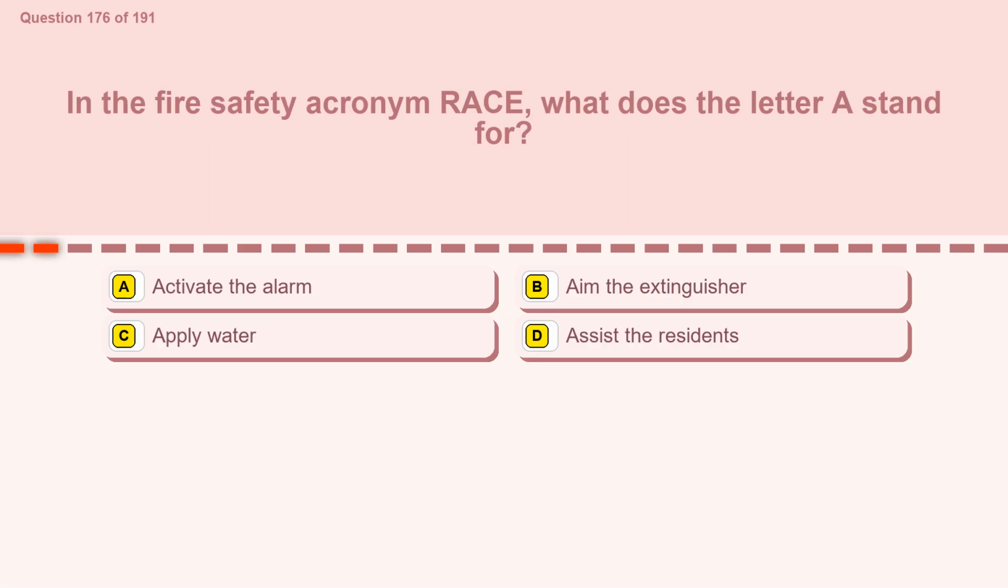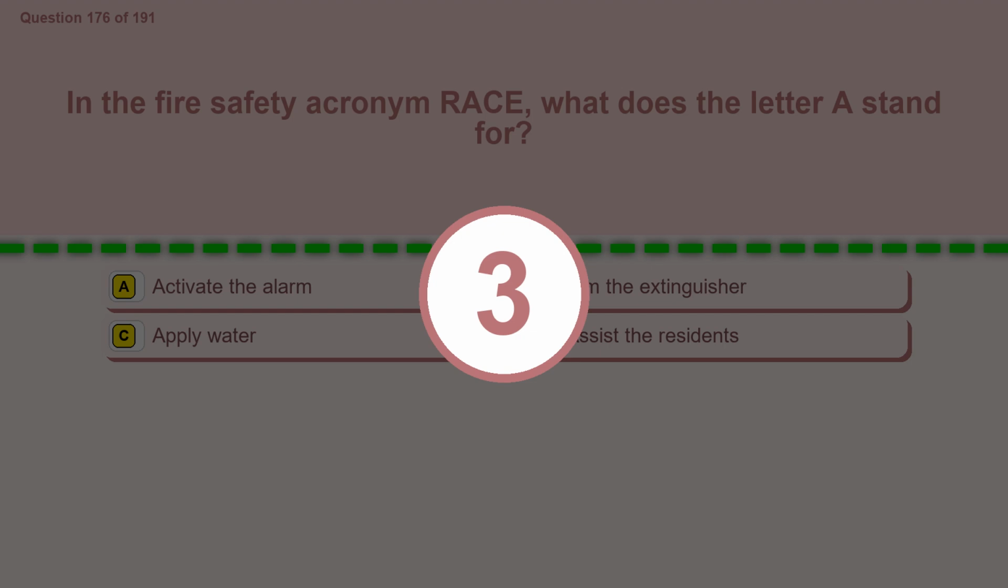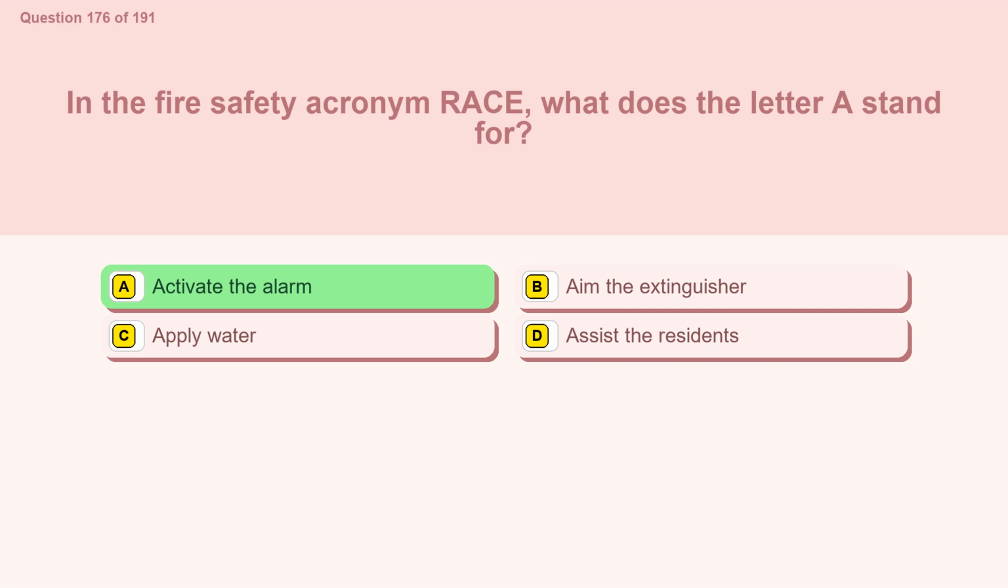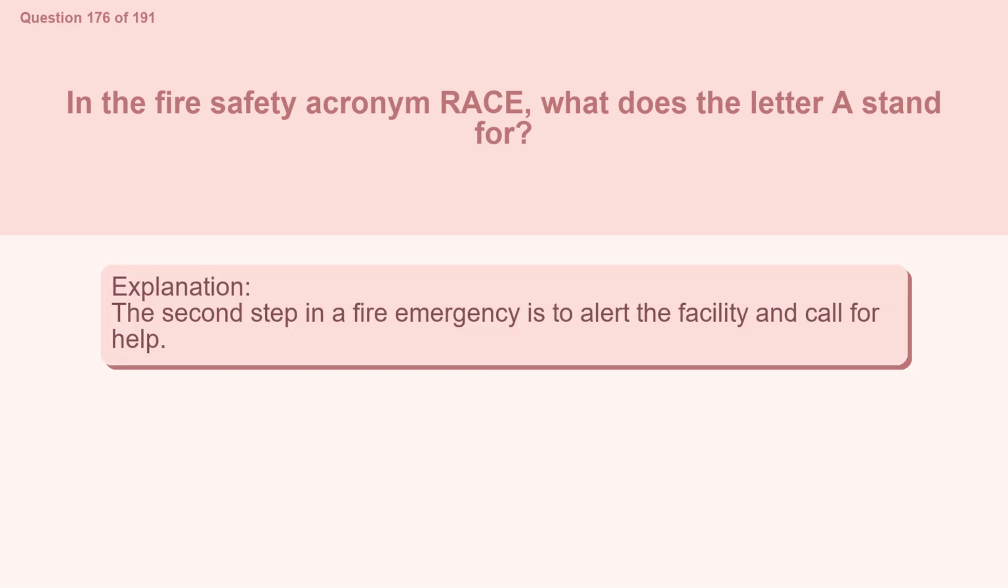Question 176. In the fire safety acronym RACE, what does the letter A stand for? Option A, activate the alarm. Option B, aim the extinguisher. Option C, apply water. Option D, assist the residents. The correct answer is option A, activate the alarm. The second step in a fire emergency is to alert the facility and call for help.